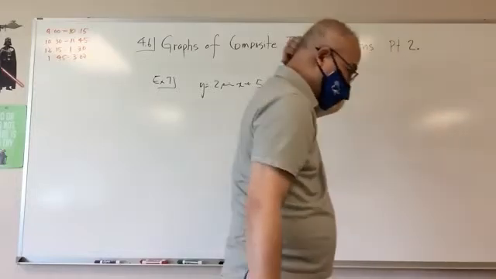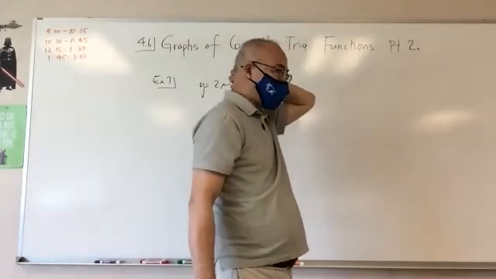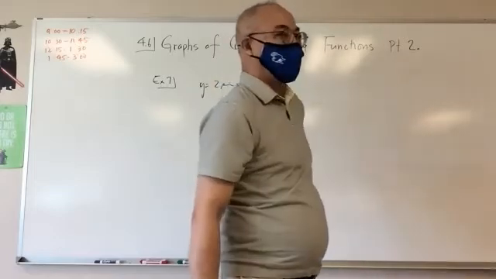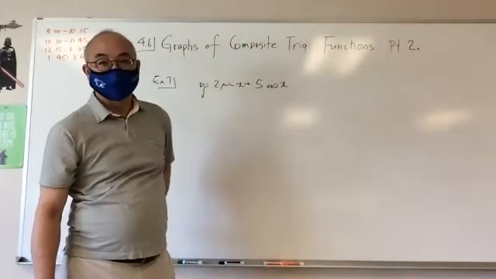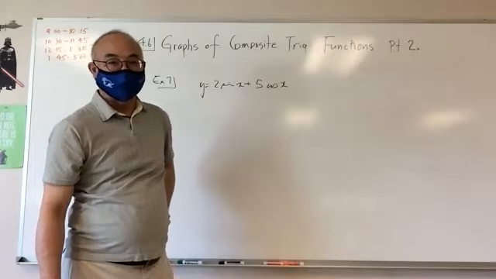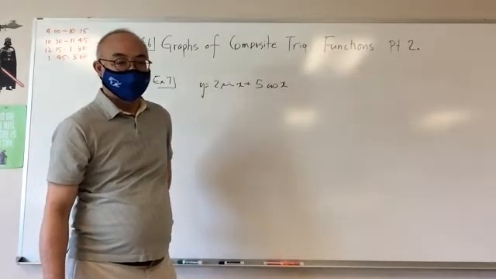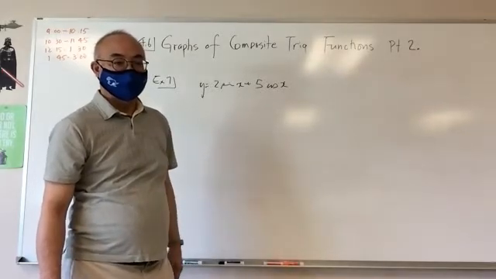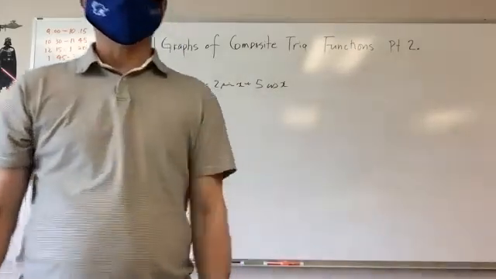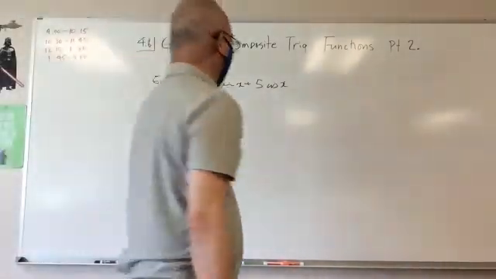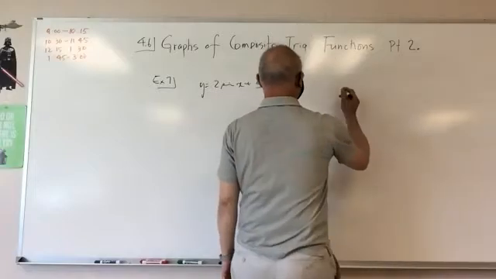It's 5. 5? How can it be 5? This alone is 5. Look at your graph. Graph it and find out. I'm not asking you to do this algebraically. Also find the phase shift.